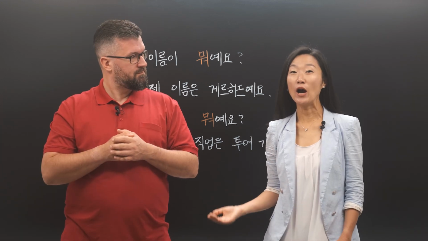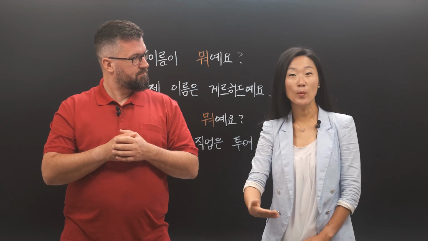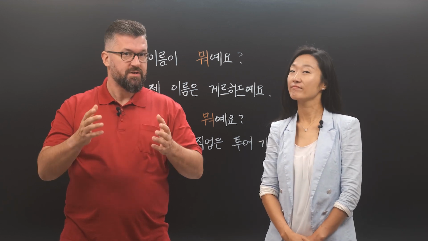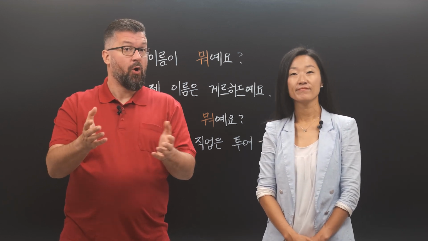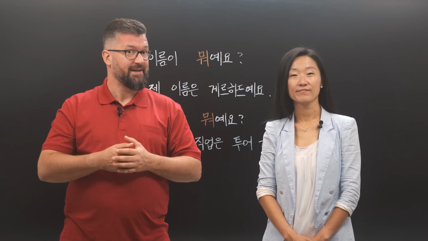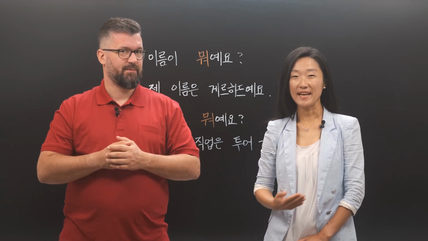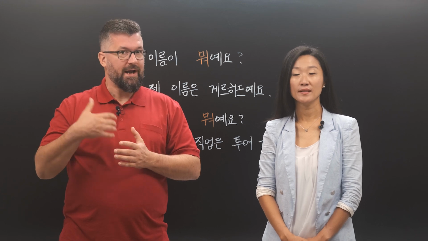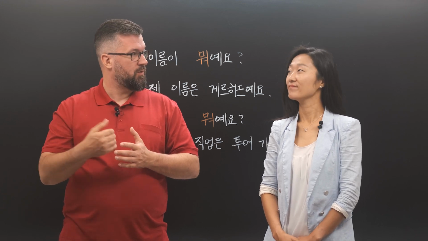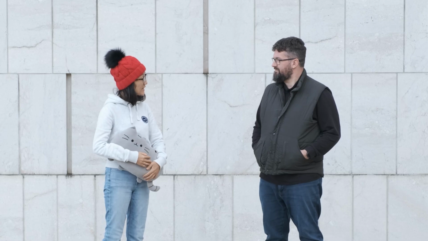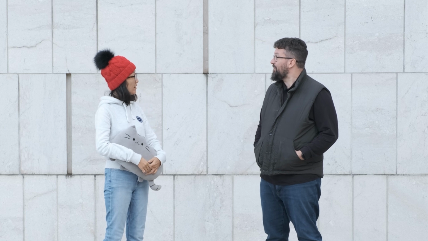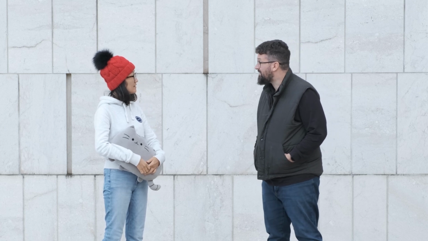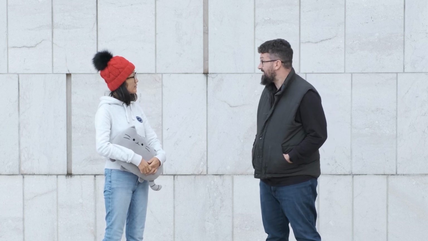Next, let's learn how to ask about someone's nationality. How do you say which country are you from or what is your nationality in Korean? We ask 어느 나라 사람이에요? 어느 나라 사람이에요? 게르하드 씨는 어느 나라 사람이에요? 저는 오스트리아 사람이에요. 서연 씨는 어느 나라 사람이에요?